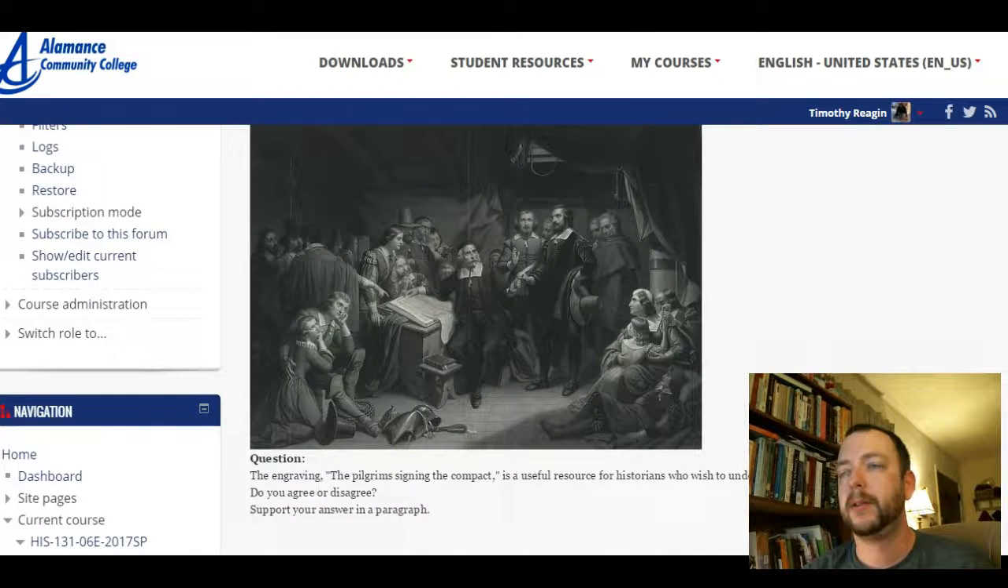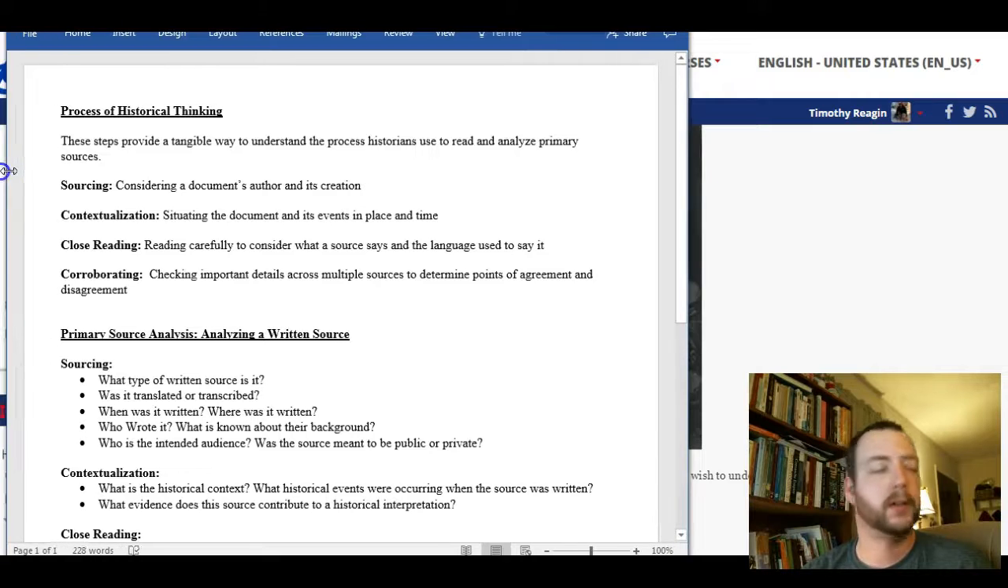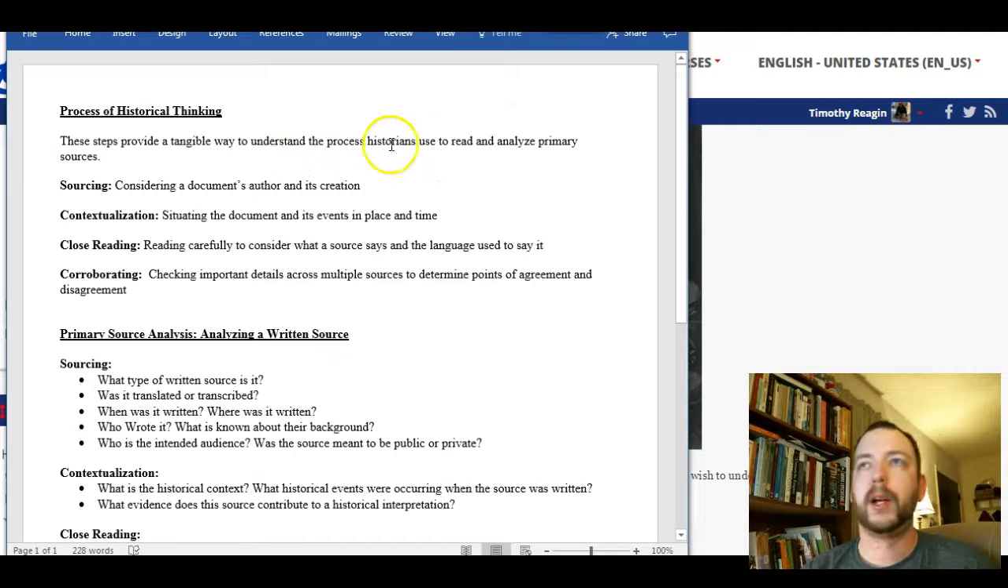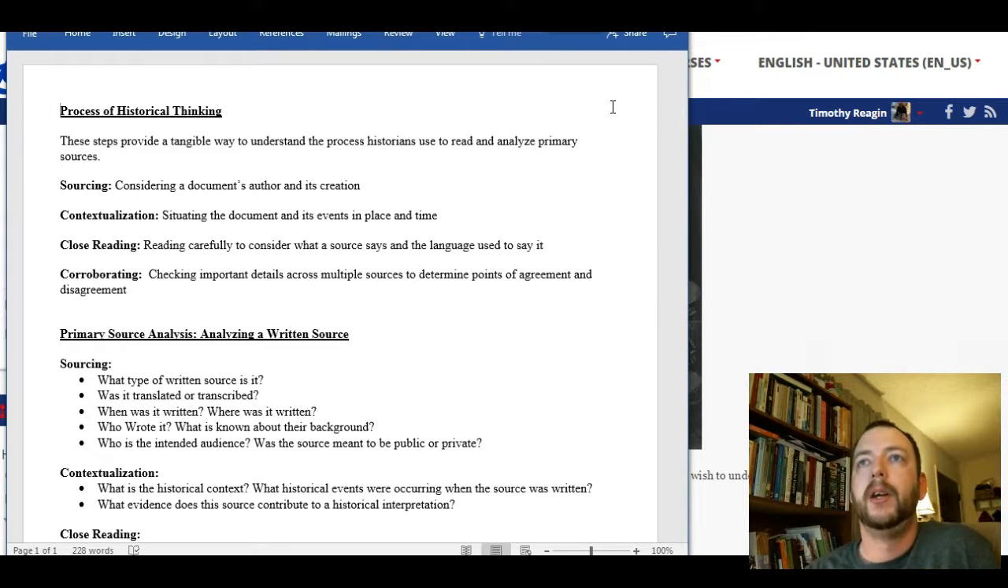And here are just some questions to keep in mind. This is a truncated version of what I showed you at the end of that What is History PowerPoint. This is the processes of historical thinking. I will upload this to this week so you have it for yourselves. Sourcing is the one that we're mostly concerned about here. Sourcing is the big issue.